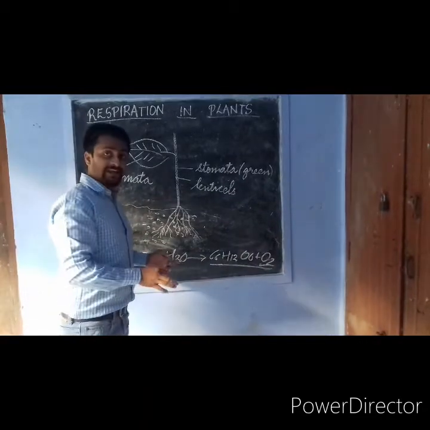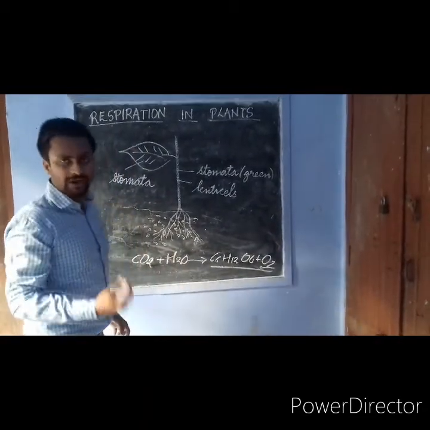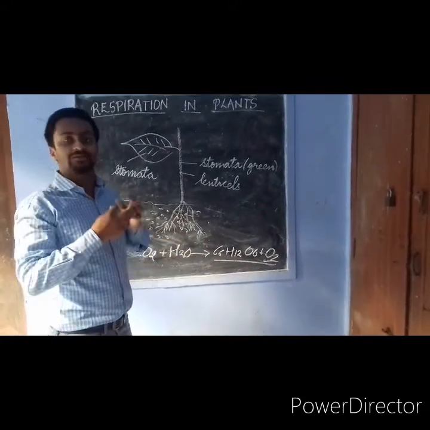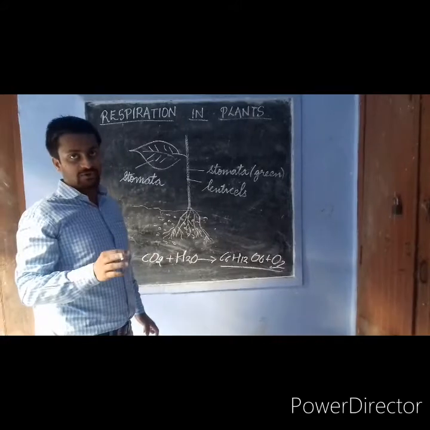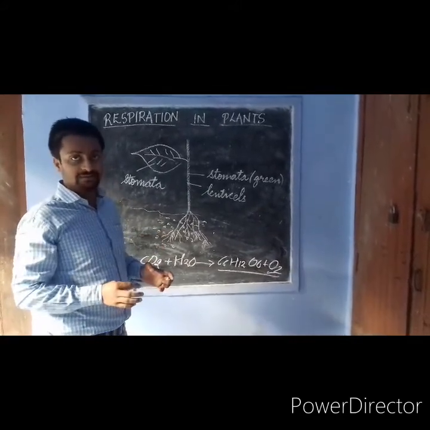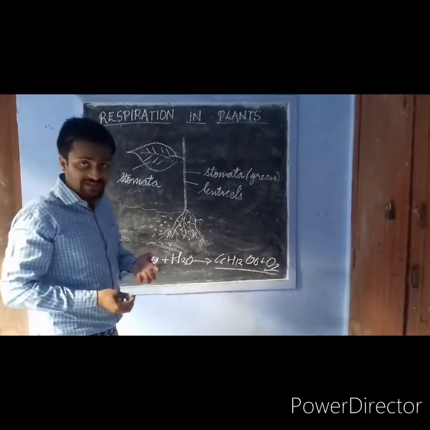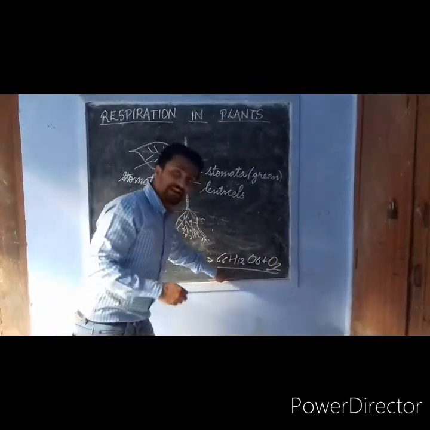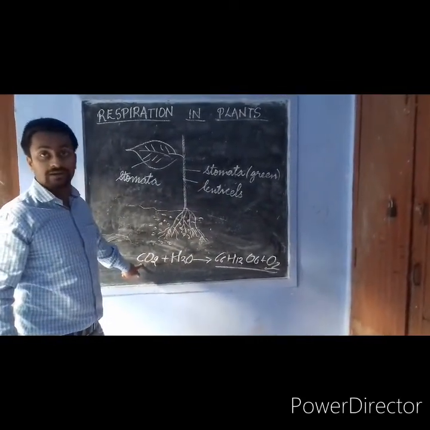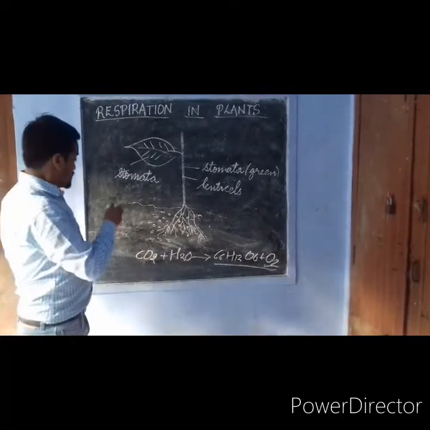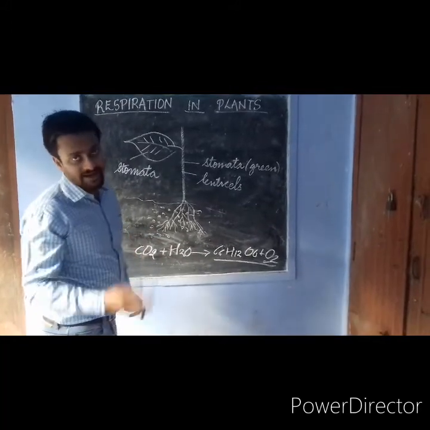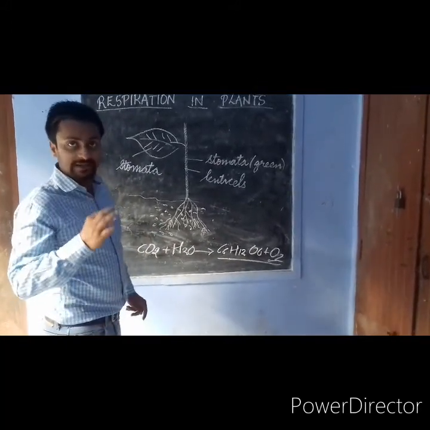So during the daytime, the main gas released is oxygen. But the process of respiration is carried out throughout the day and throughout the night, while the process of photosynthesis occurs only during the day. So what happens during the night? The process of respiration is continuous, so during the night also the breakdown of food will take place and carbon dioxide will be released. That's why the plant releases carbon dioxide during the night and oxygen during the day.